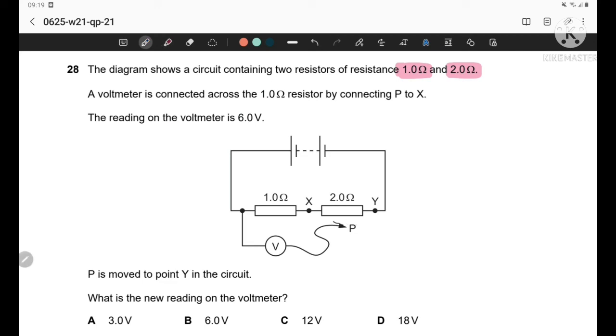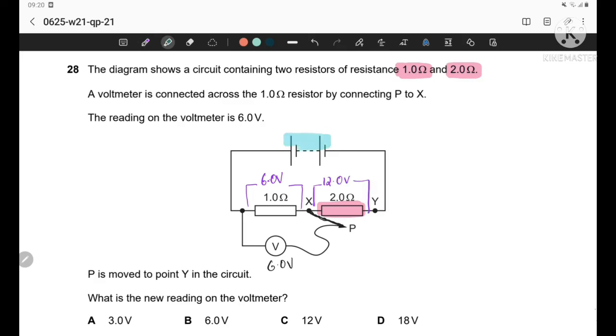So initially the P connected to X. At that time the reading of voltmeter was 6 volt. That means potential difference across 1 ohm resistor is 6 volt at this time. Then the potential difference across 2 ohm resistor will be double, because the resistor is double means it will consume double energy, or the potential difference will also be double. So as for 1 ohm resistor, it consumes 6 volt potential difference. For 2 ohm resistor, it will be 12 volt.